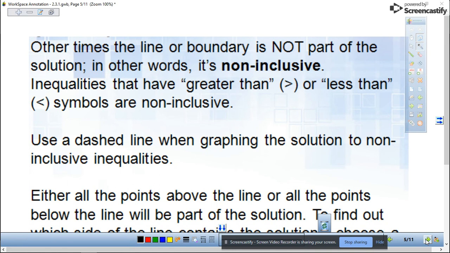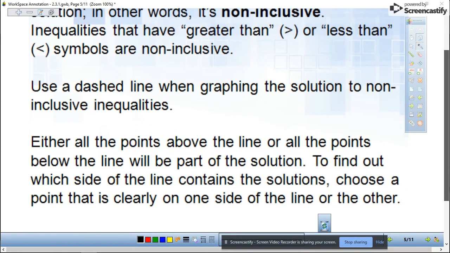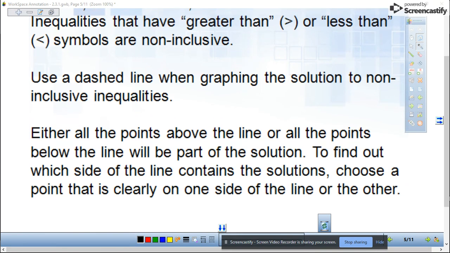That boundary line is where the equation would be equal to. And since it's just greater than or less than, it cannot actually be equal to. So points that are on that line do not work. Okay? So to show this, we use a dashed line or a dotted line. You'll see that. The points that are actually on that line would not be solutions if it's non-inclusive.